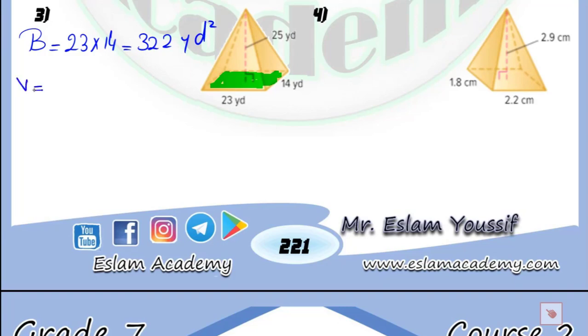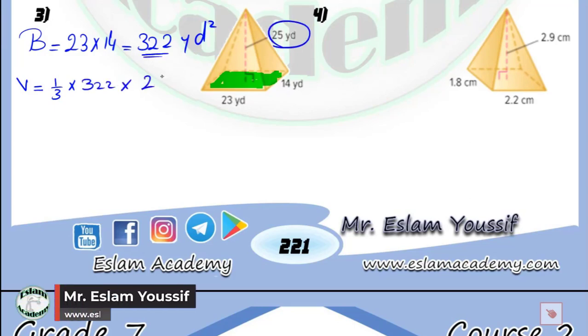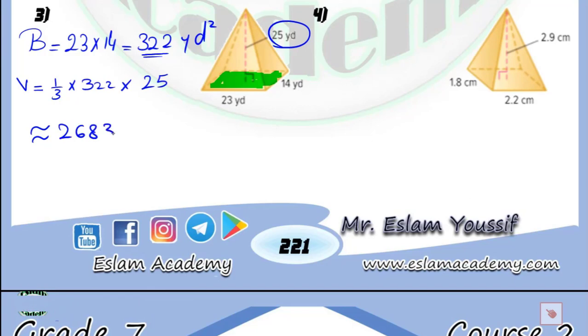Now we need to find the volume. The volume equals 1 over 3 multiplied by the area of the base that we just found, which is 322, multiplied by the height, which is 25. By multiplying, you will find that the answer will be approximately 2683.3 cubic yards.